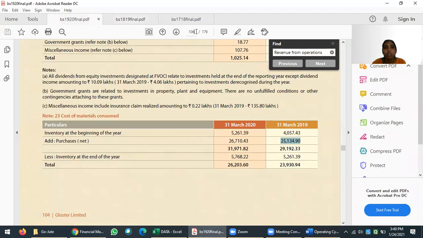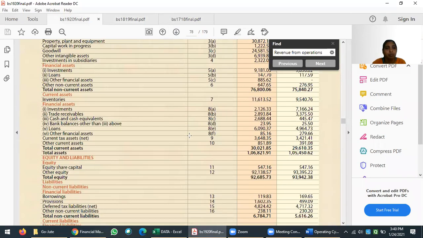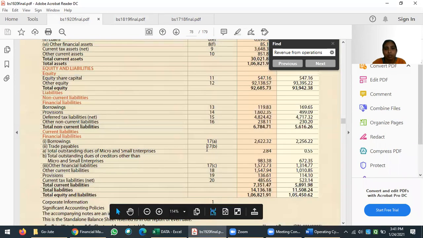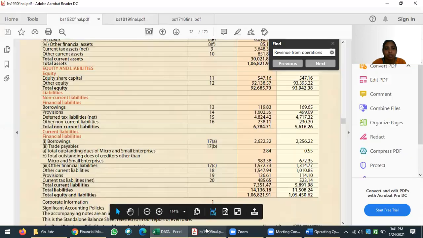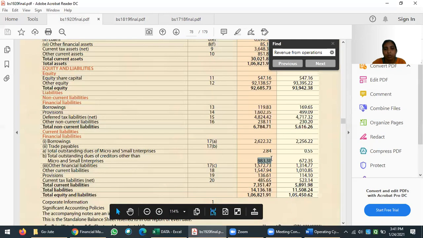First, we'll go with the 1920-78 page number balance sheet. This is the balance sheet in front of you. Here is your trade payables. See, 17B. Correct? 17B. The total is given. Here you will see the trade payables. So here I am taking the total of it. The total is given here. So I am taking this amount.